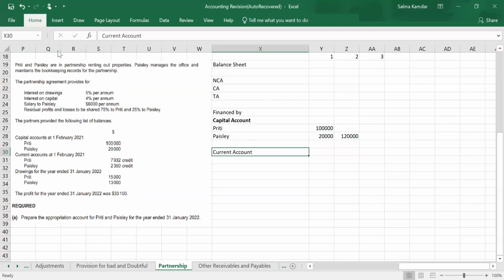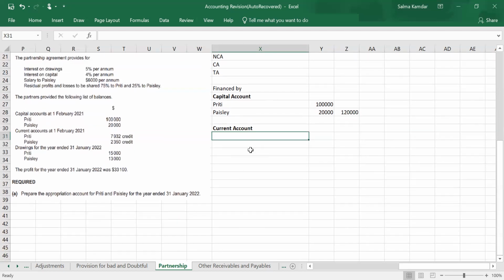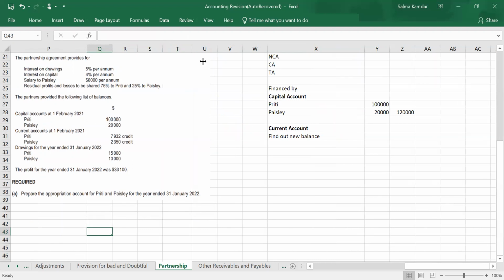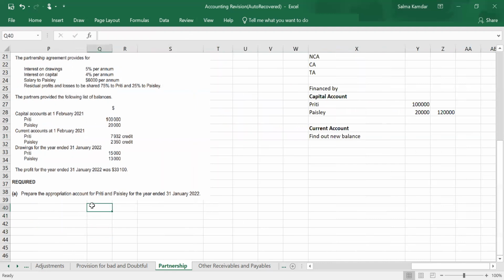I'm highlighting the current account. And here, I will not write this balance. I will not write 7932. I will have to find out the new balance. How will you find out the new balance? You will make a current account and you will find out the new balance. So whatever is the current account balance, Preeti, Paisley, you will make the account. Are you with me?